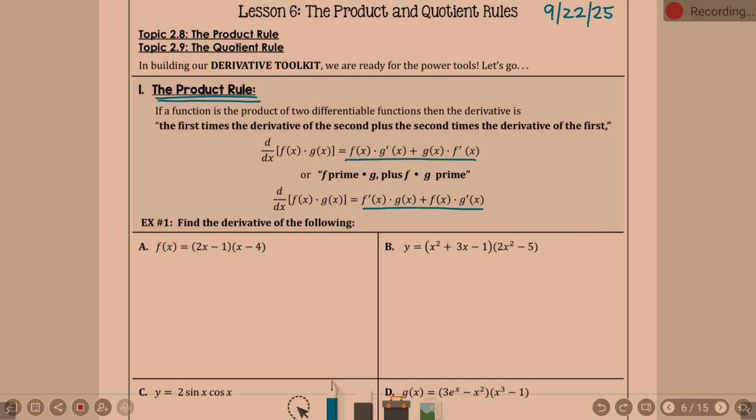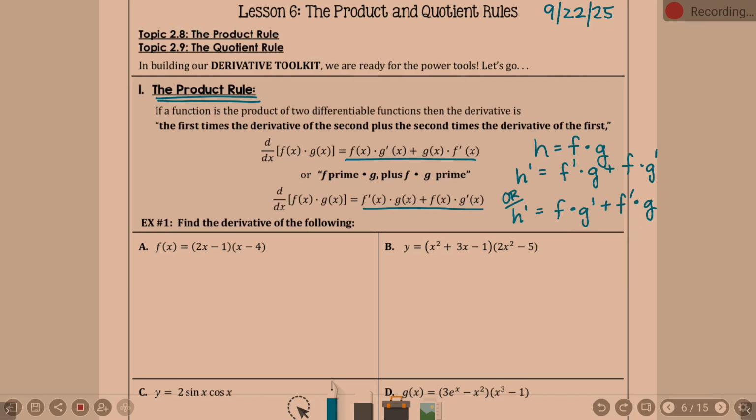If the x's are too much, we could break it down and say if h is f times g, then h prime could be f prime times g plus f times g prime. So it's derivative of the first times the second plus the first times derivative of the second. Or you could say h prime is f times g prime plus f prime times g. It doesn't matter which you take the derivative of first, you just have to take the derivative of both.